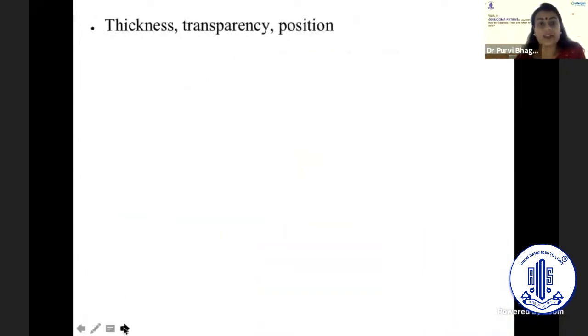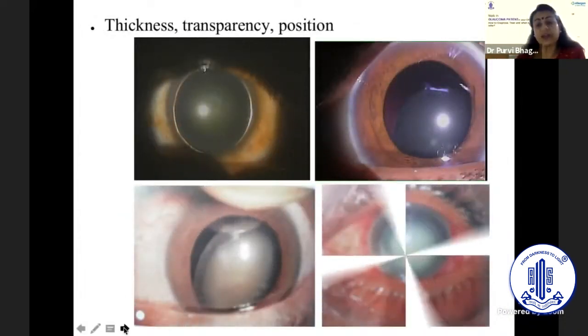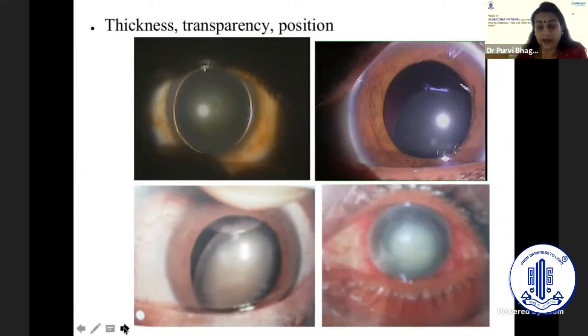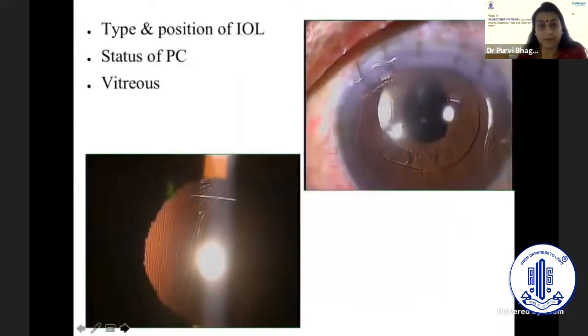And again, look at the thickness, transparency, and position of the lens. Different types of pictures will guide you to the probable secondary cause of glaucoma, and you'll know how to manage it accordingly. This is again a case where it just looks like lens matter. You're not sure whether it is lens matter or hypopyon, and you see it is actually a case of phacolytic glaucoma.